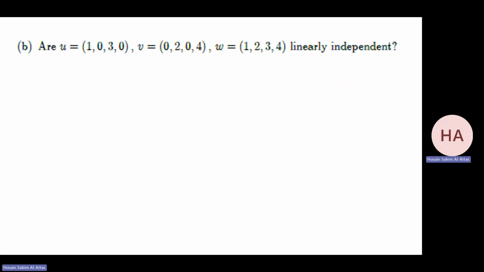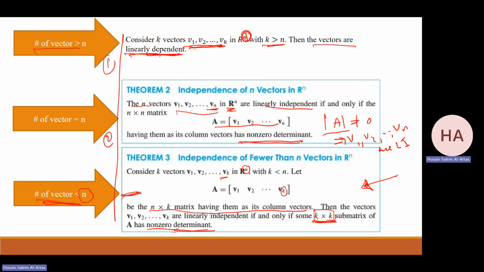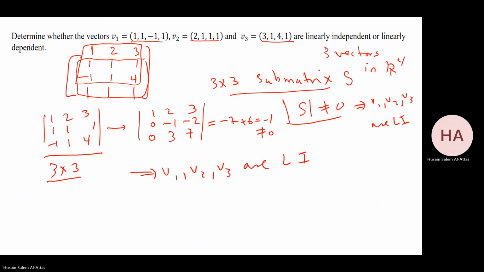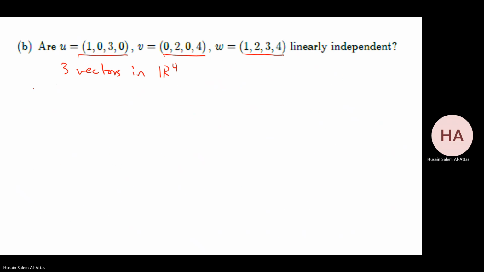We did those. Now we reach this one. How many vectors do I have? 3 vectors in R4. Which case are we in? We are in this case. 3 vectors in R4. So what I will do is list them. Okay. You take a submatrix. For example, let me take this submatrix.